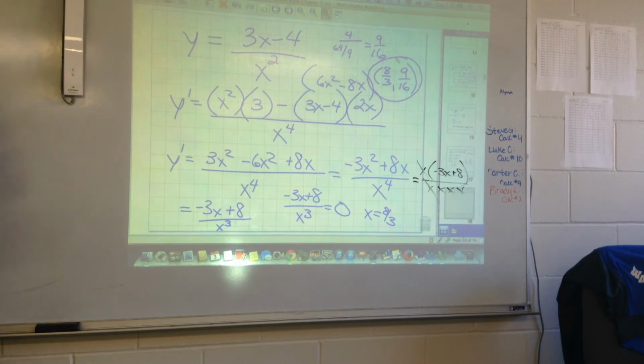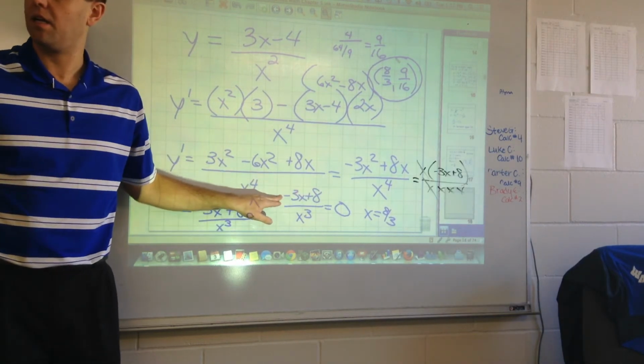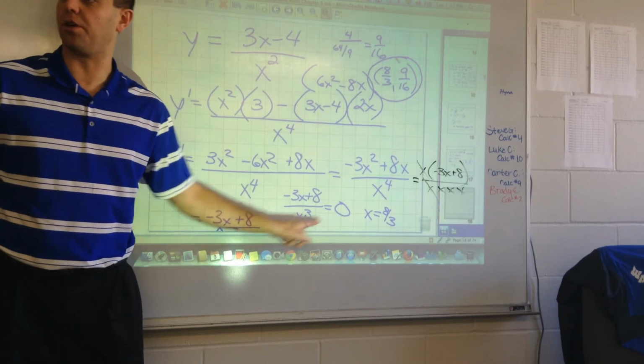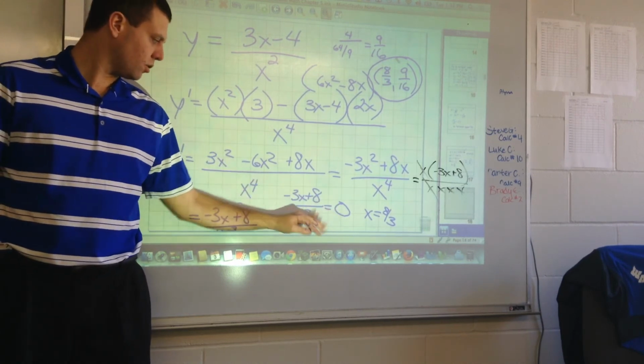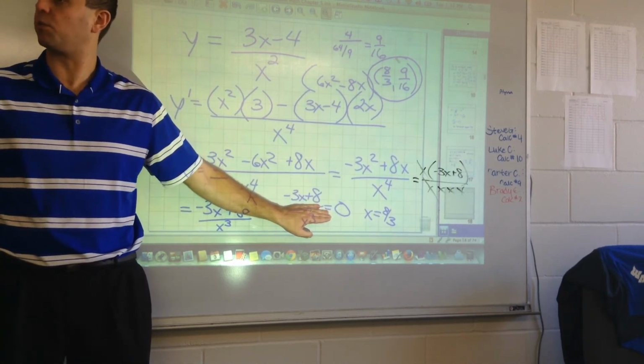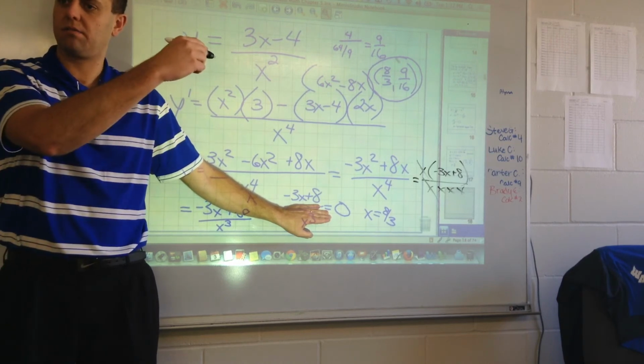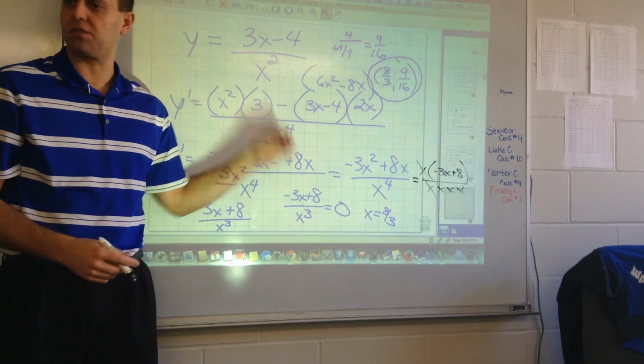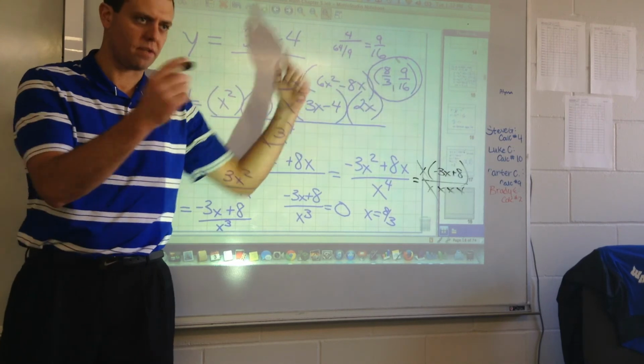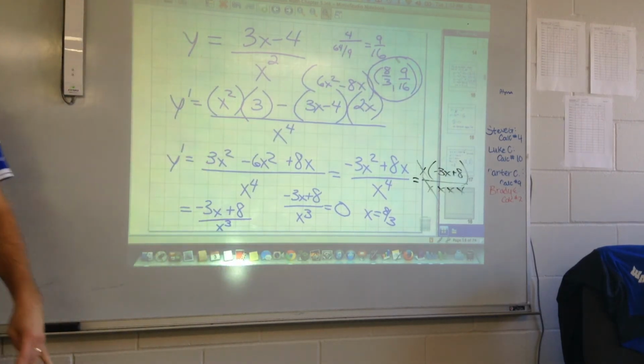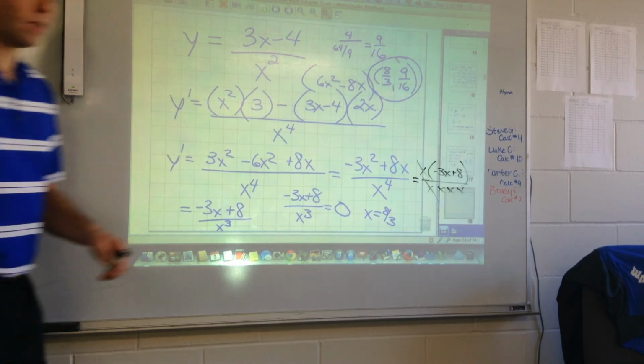I didn't get 8/3. I don't know how you got 8/3. I just multiplied both sides by x to the third, so that's still 0 over here. So then I have negative 3x plus 8 is equal to 0. Subtract the 8, so I'd have negative 3x equals negative 8. Then divide by negative 3 and I get my positive 8/3. Got it. Perfect.